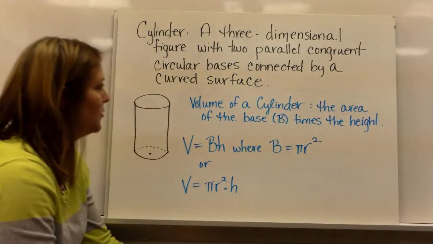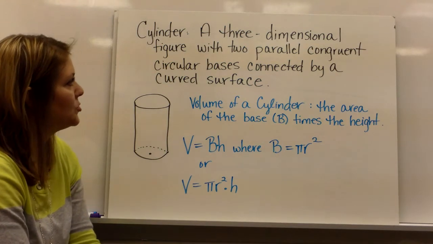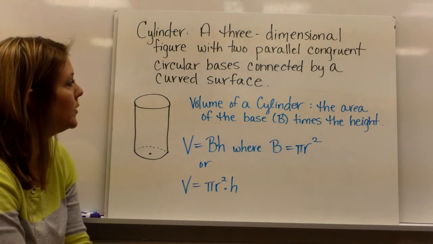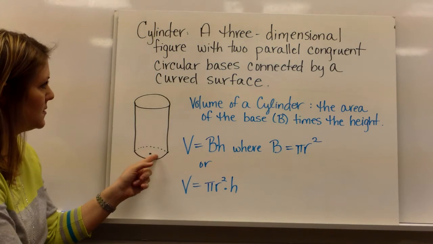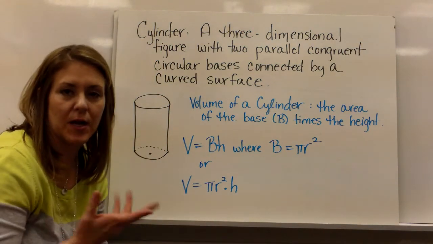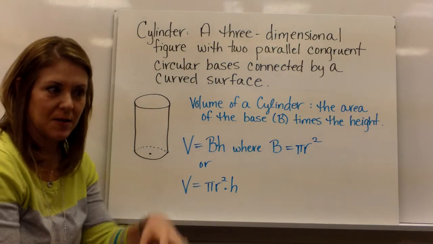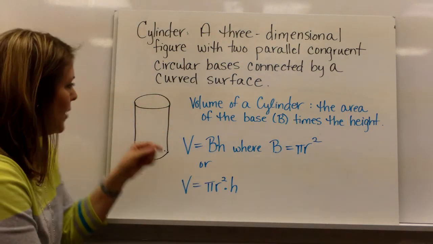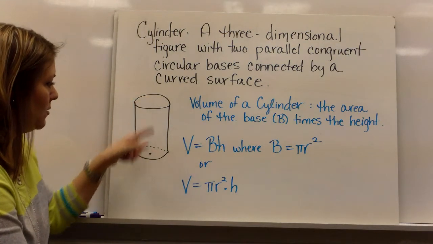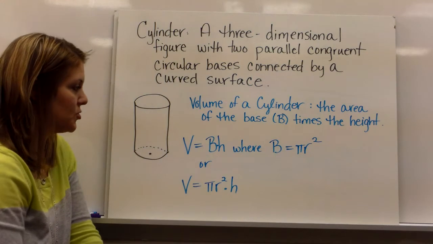The first 3D figure we're going to look at is a cylinder. It is a three-dimensional figure with two parallel congruent circular bases connected by a curved surface. So think about your can of vegetables that your mom opens up for dinner, or a lot of kids like to think of the Pringles can. So you have your two parallel congruent circular bases connected with a curved surface.